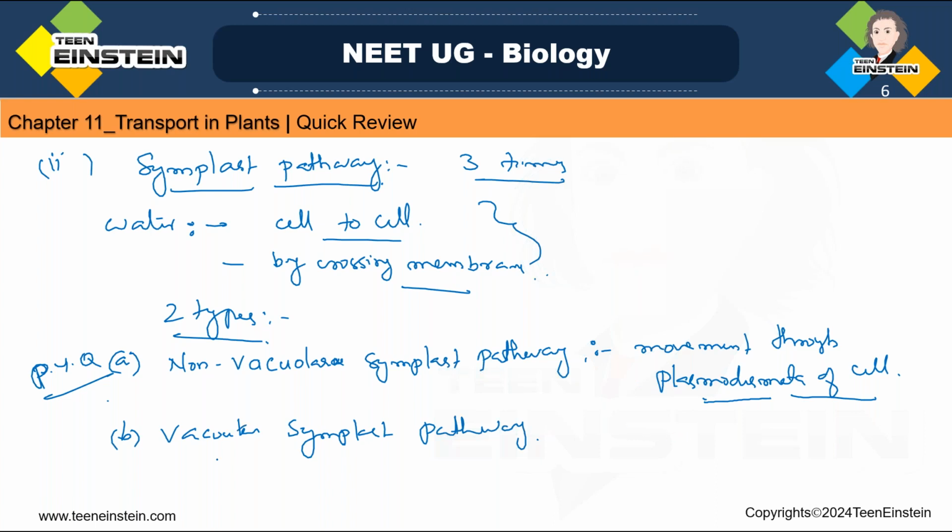Next, in the vacuolar symplast pathway, the movement of water occurs through the tonoplast. This was also a previous year question. So in the vacuolar symplast pathway, movement of water occurs through tonoplast, and in non-vacuolar, it is through plasmodesmata of cells.